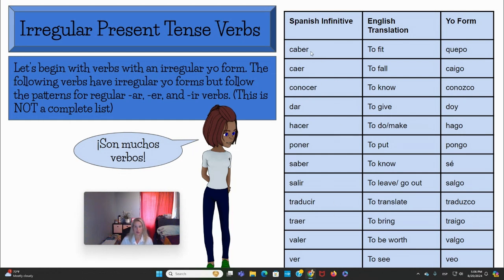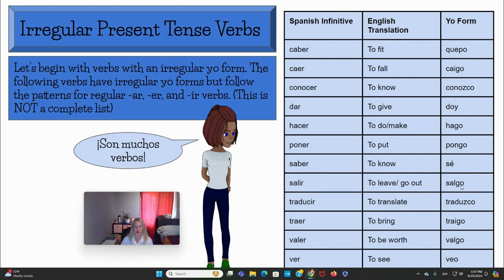So caber is to fit, but in the yo form, it's quepo. Caer, to fall, in the yo form, caigo. Conocer, to know, the yo form, conozco. Dar, to give, the yo form doy. Hacer, to do or make, the yo form hago. Poner, to put or place, the yo form pongo. Saber, to know, the yo form is sé.